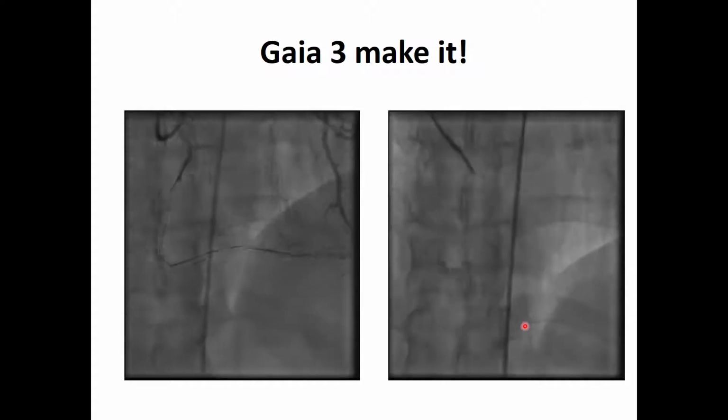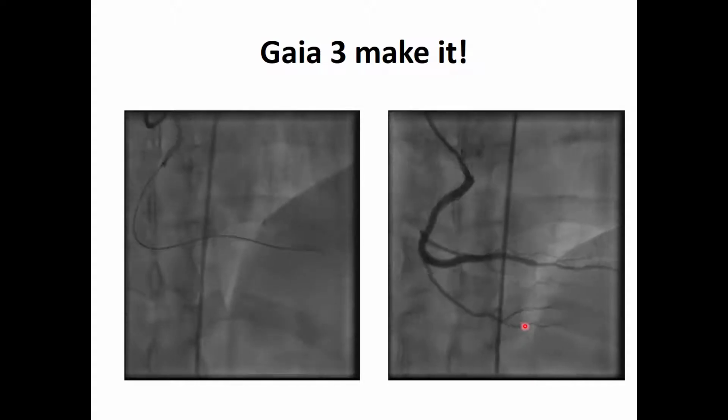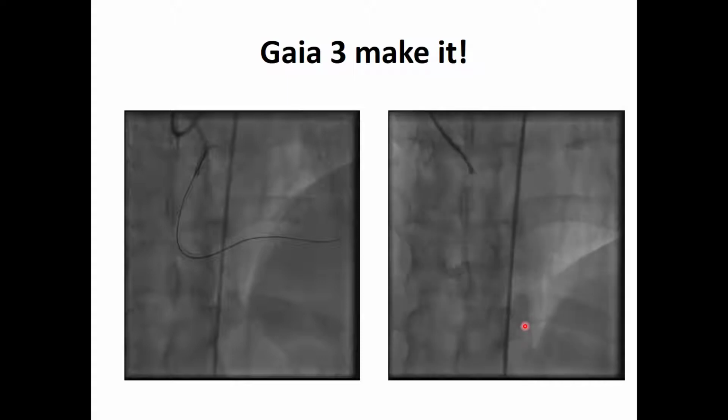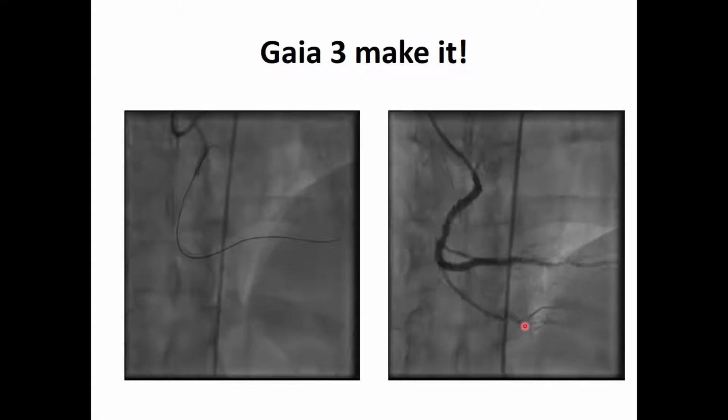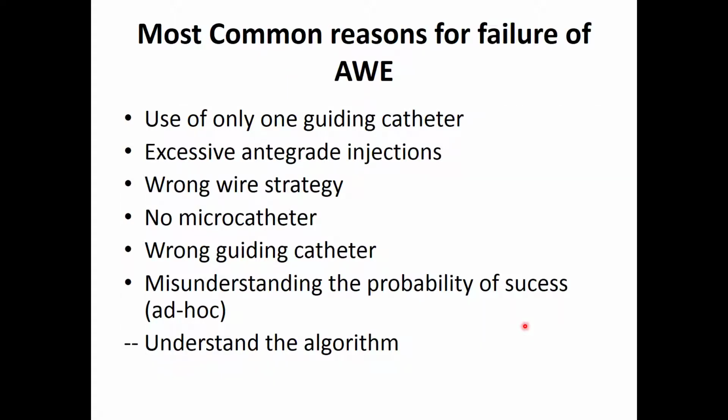The most common reasons of failure using antegrade wire escalation are the use of only one guiding catheter and excessive antegrade injections. So when you start having subintimal material, you need to stop injecting with your antegrade system, and only inject through the retrograde to see where you are getting distally with your wires. Wrong wire strategy, no usage of microcatheters, wrong guiding catheter support, misunderstanding the probability of success if you perform ad hoc PCI, and of course, misunderstanding of the algorithm.